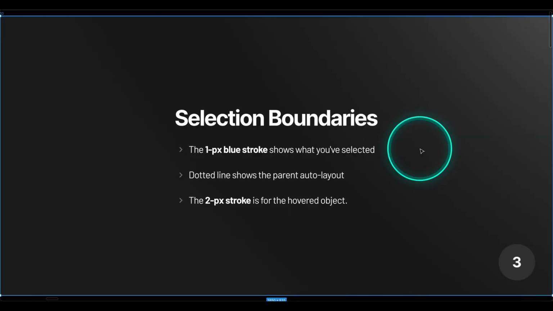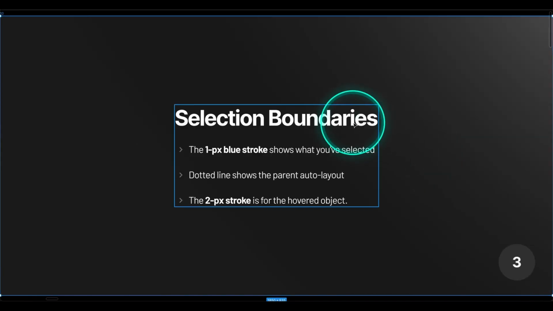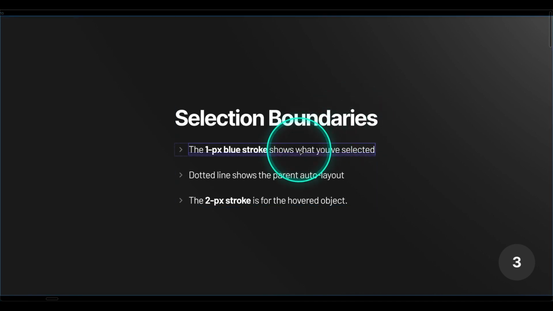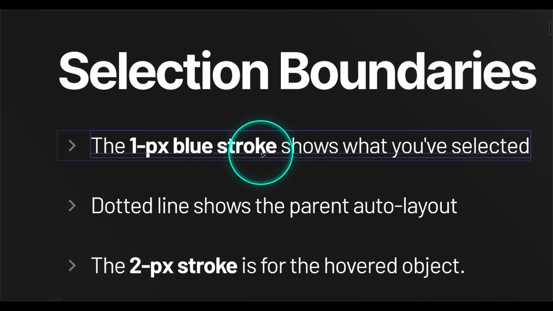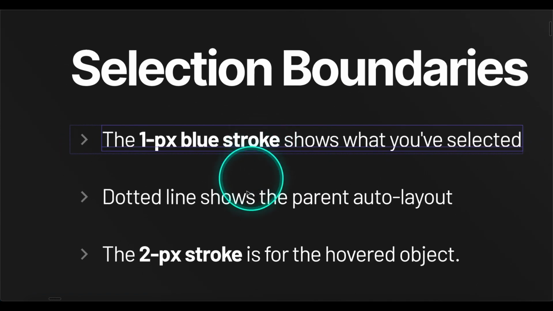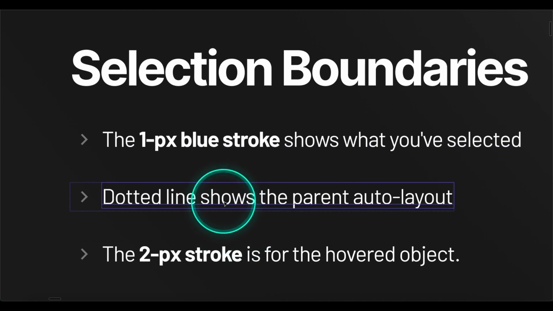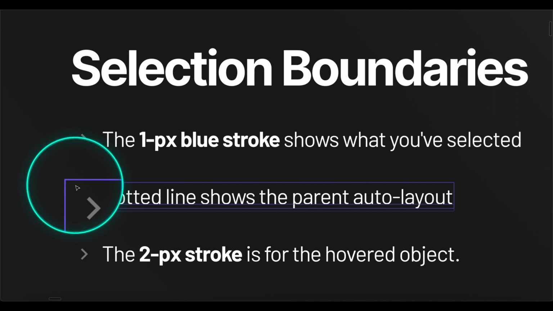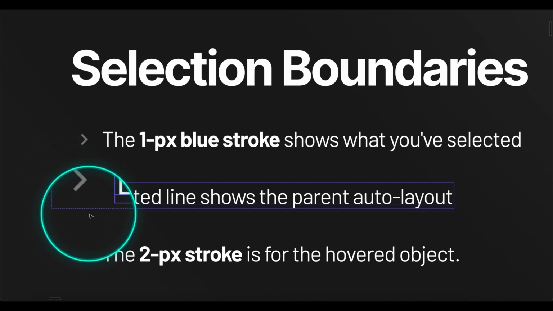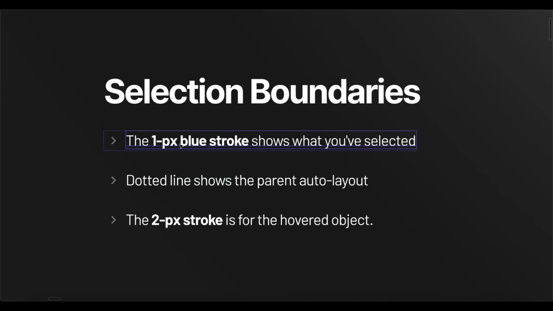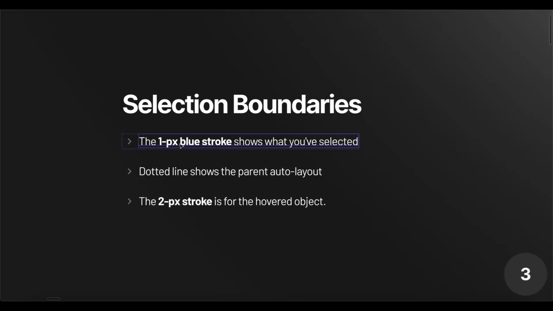Selection boundaries. This is a very interesting concept because even though you are hovering over different objects, without even clicking or seeing the layers panel, you can see the structure of that specific group. When I hover over something, you would see a 2-pixel stroke. If I select a specific object which is inside an auto layout, you would see a dotted line that shows the parent of the auto layout. And of course, 1 pixel would show you the actual object that you've selected.